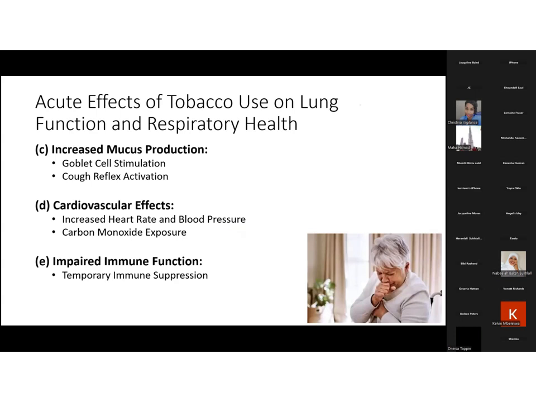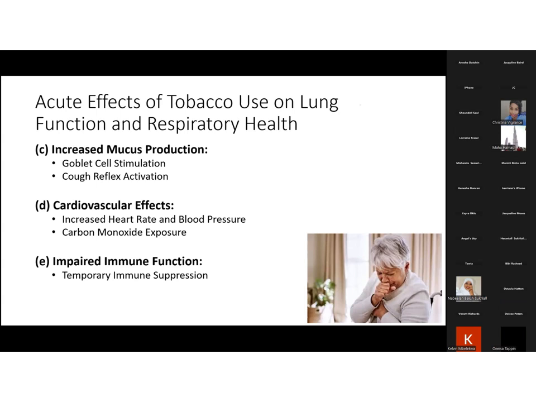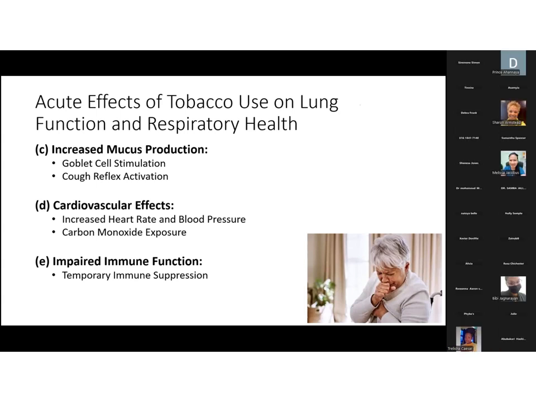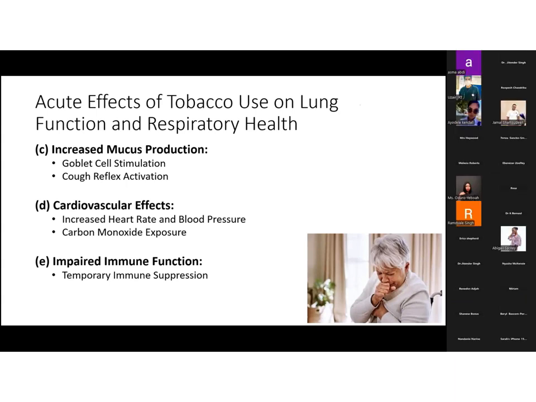Increased mucus production due to goblet cell stimulation. The irritants in tobacco smoke stimulate the goblet cells to increase mucus secretion. While mucus helps trap and clear foreign particles, excess mucus production can obstruct the airway and impair mucociliary clearance, the natural mechanism by which the lungs remove mucus, which I mentioned earlier.